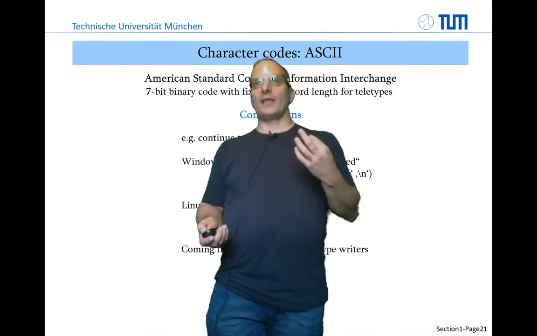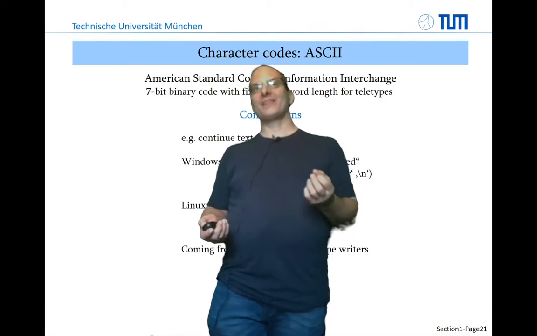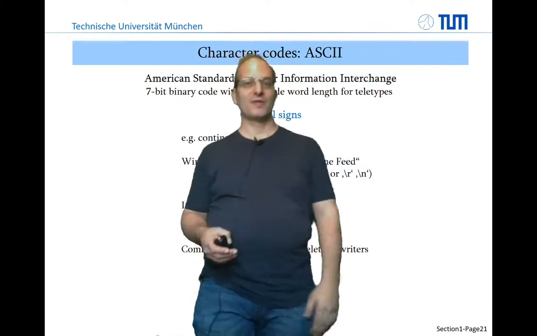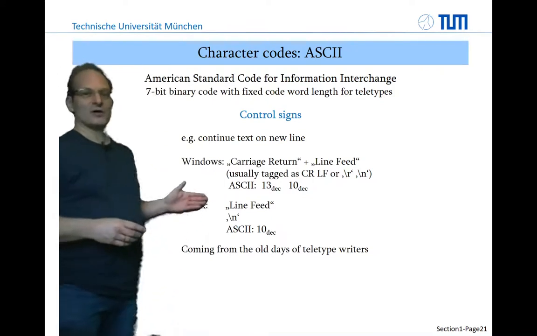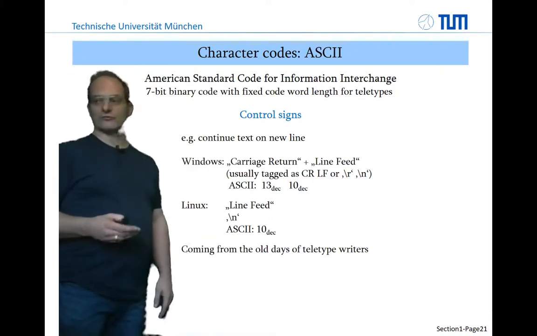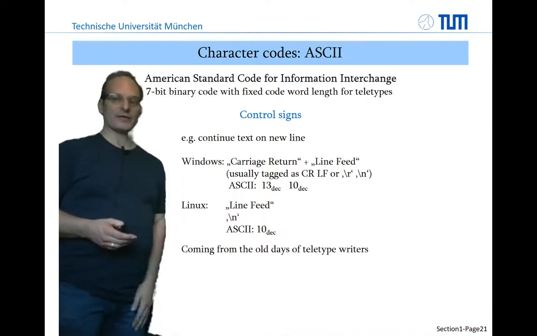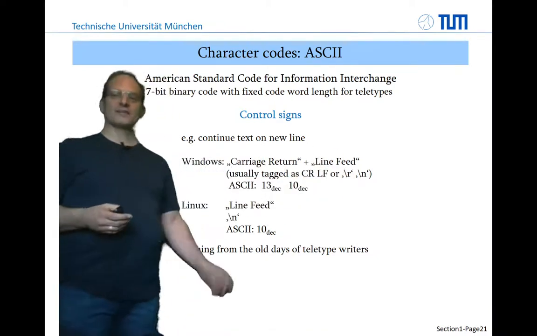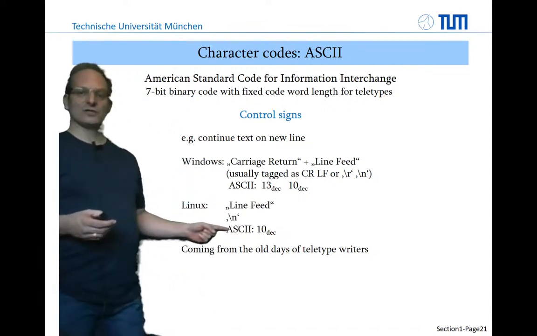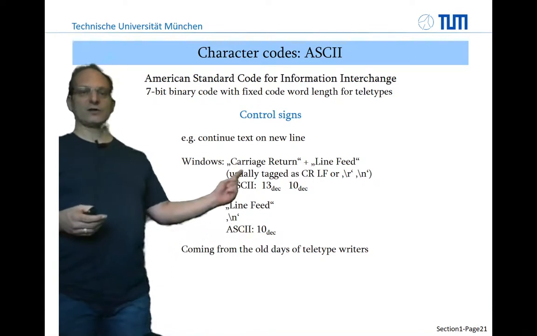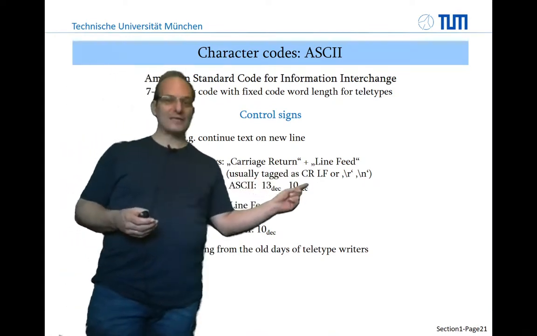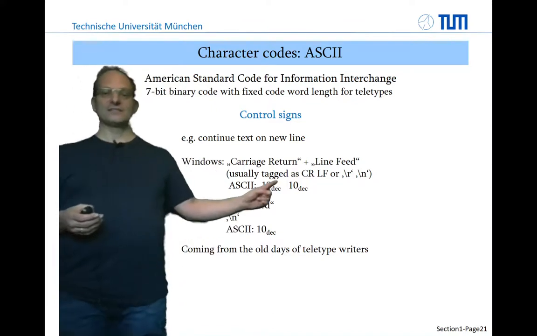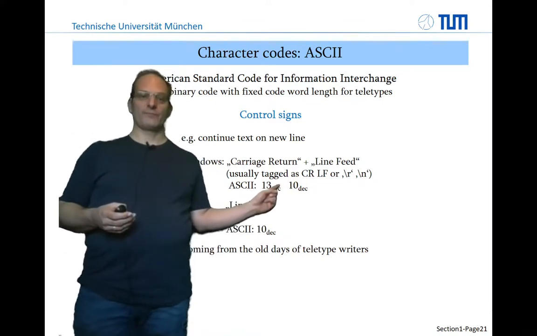So these control signs are one thing where you will find some problems if you do programming. Why? I can show you the sample here. Because different operating systems use different control signs to represent, for example, a new line. So in Windows, you have carriage return, line feed, so a combination of these two ASCII characters, 13 and 10. And in Linux, you just have the line feed, so it's just 10. So if you write ASCII text files in Windows and you want to read them in Linux, you will always get one additional character, which is this 13, the carriage return, and vice versa.